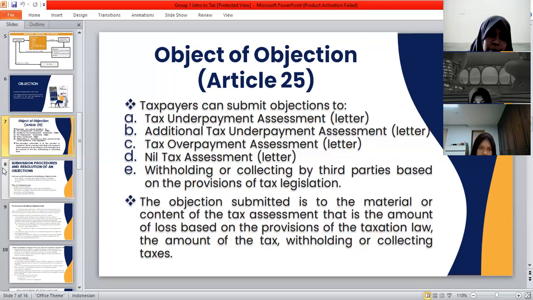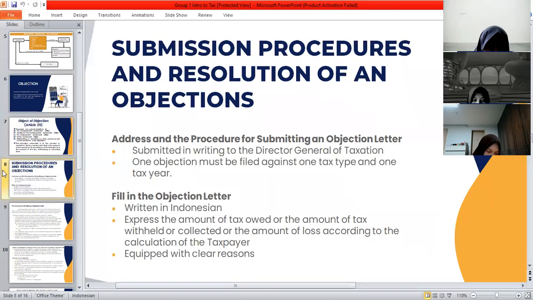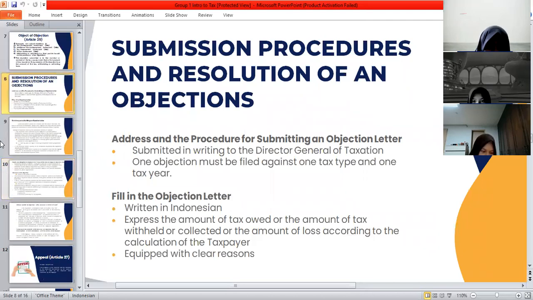The objection submitted is to the material or contents of the tax assessment, that is, the amount of loss based on the provisions of the taxation law, the amount of the tax, withholding, or collecting of taxes. Next, submission, procedures, and resolution of an objection.